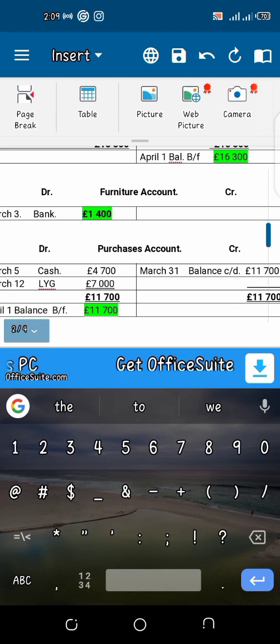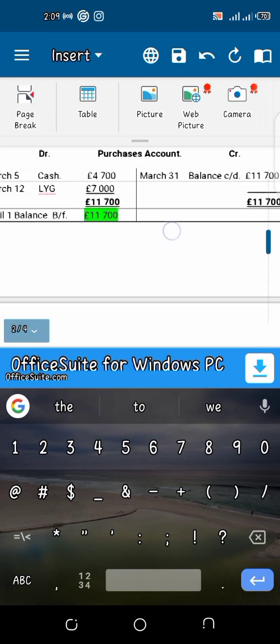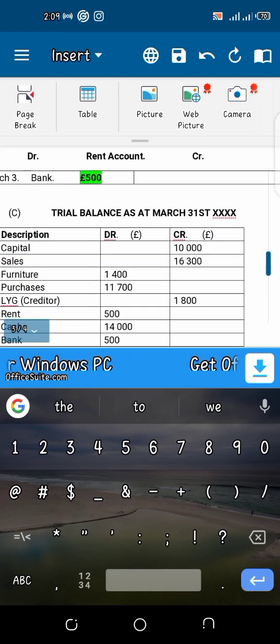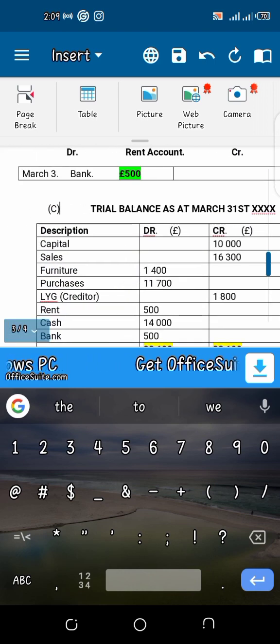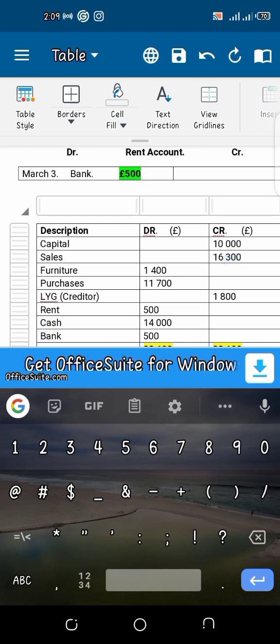Furniture, at the debit side, we have £1,400. All these balances are now entered in the trial balance. So we have capital 10,000 at the credit side. Remember, at the cash book, it was recorded at the debit side. Now in the trial balance, it's recorded at the credit side, just as it is taken from the ledger account.